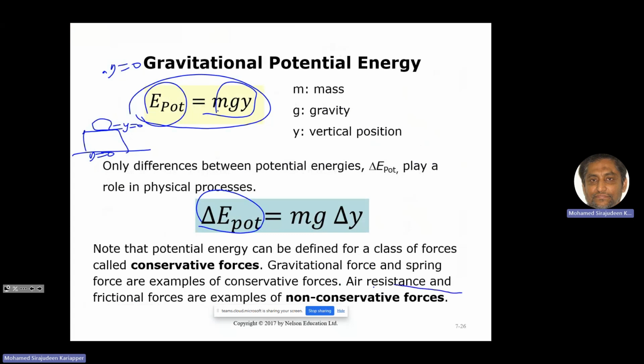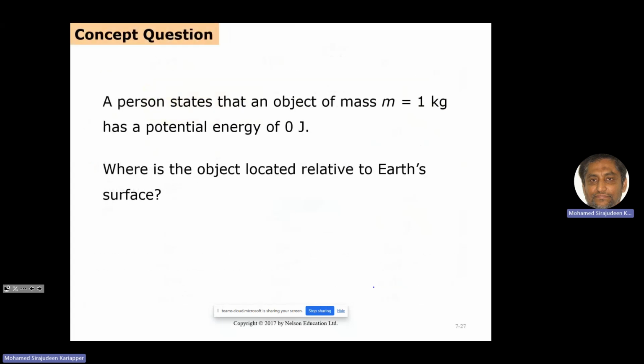So there can be forces which are not conservative. When the force is not conservative, we cannot attribute potential energy to that force. So we have to look at the work done by that non-conservative force. Examples of non-conservative forces are air resistance, friction, and so on.